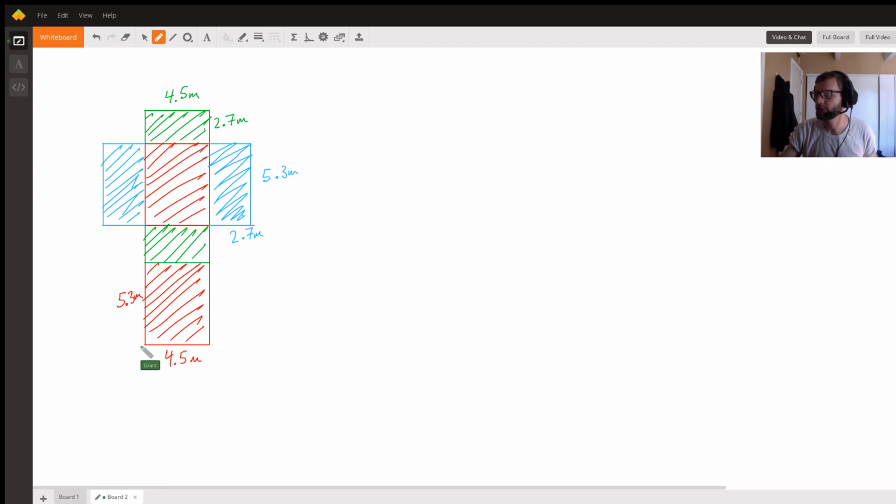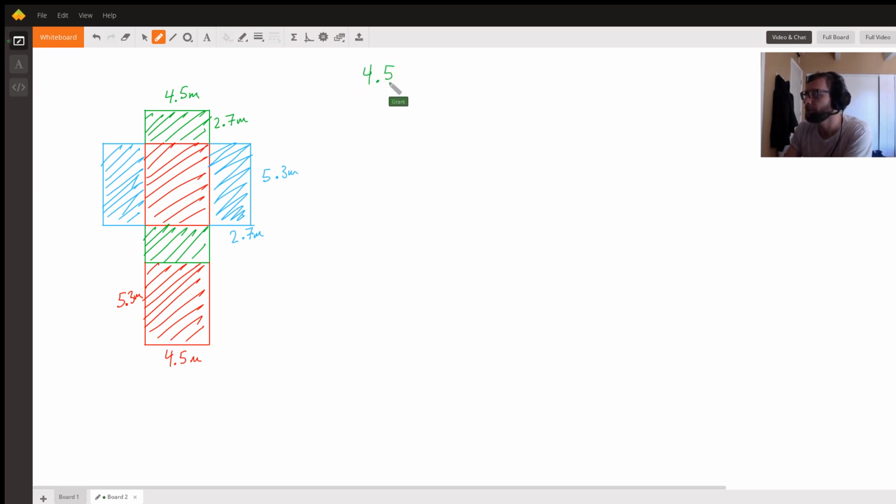So we go over to board 2, and you can see this mapped out. We've got two green rectangles, two blue rectangles, and two red rectangles. If we collapse this box into a flat surface, this is what it looks like. So then all we have to do is find the surface area of each rectangle. We'll go ahead and do the surface area of the green rectangle first.